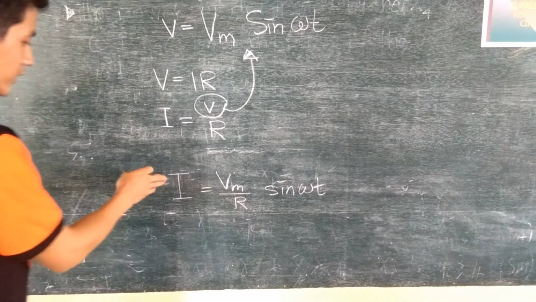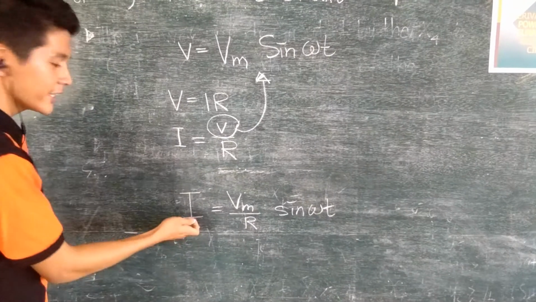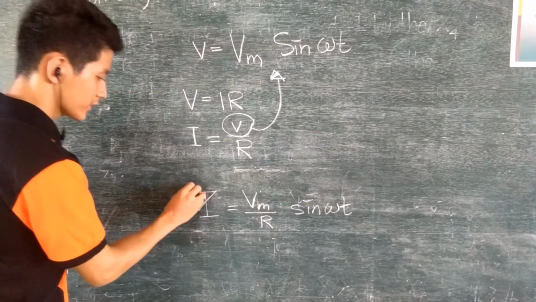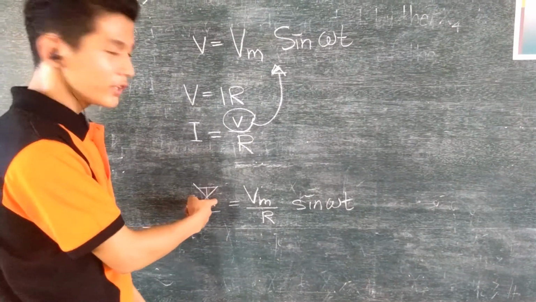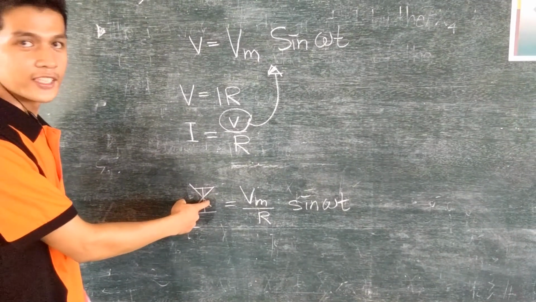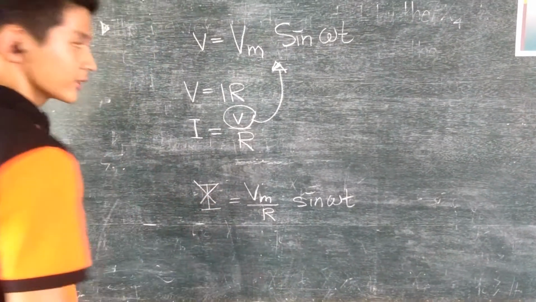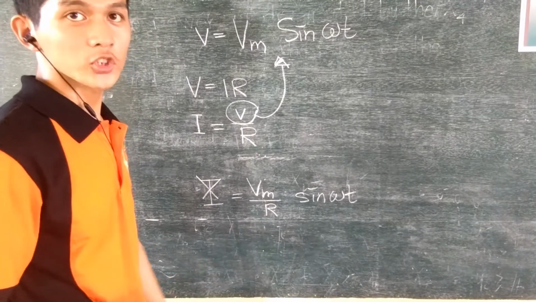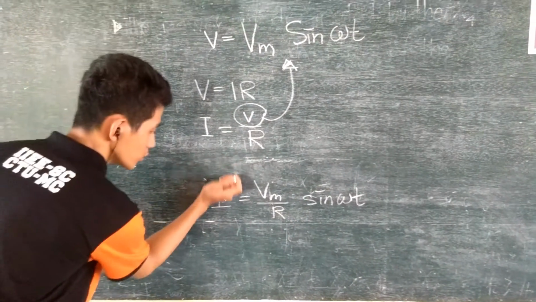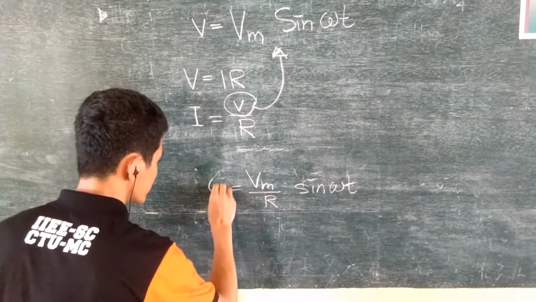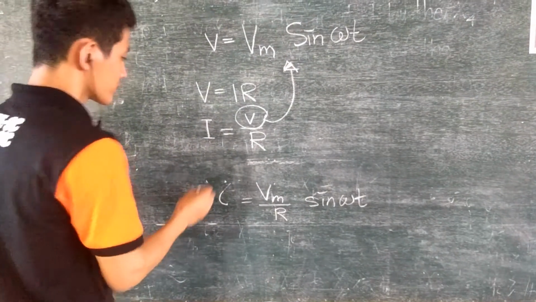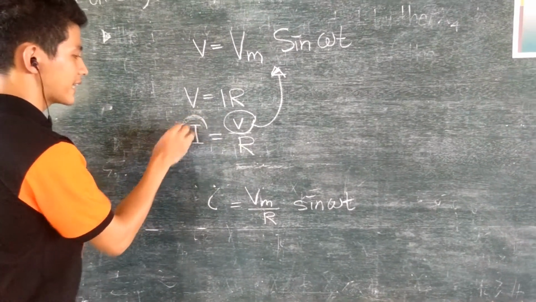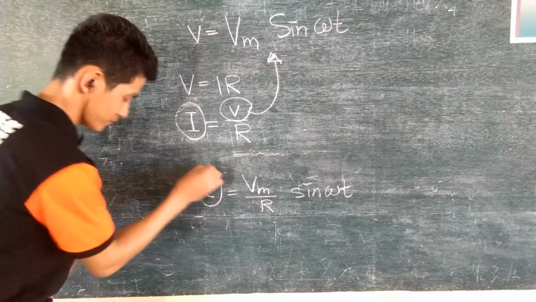Now, I have written here a big I, which is wrong. We only use this big I if it is in a DC source. Since it is now in a sinusoidal form, it will become a small i. So, take a look at the difference between a big I and a small i.